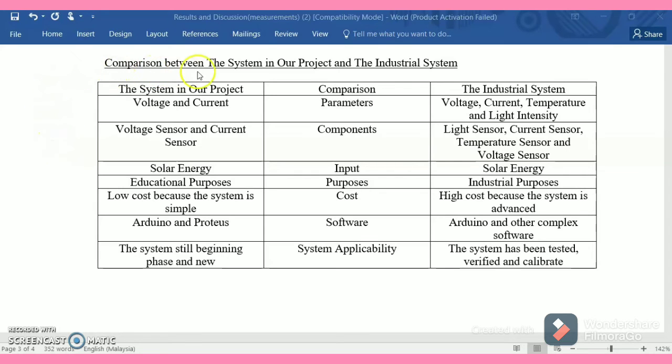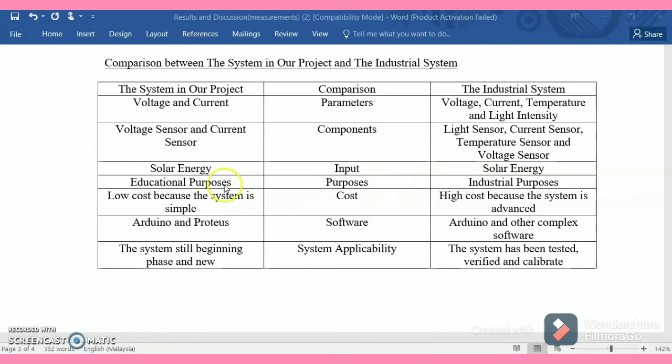So next, I want to present about the comparison between the system in our project and the industrial system. The first comparison is parameter. In our project, we only use voltage and current, while the industrial system uses voltage, current, temperature, and light intensity. Next is the component. We only use voltage sensor and current sensor, while the industrial system uses light sensor, current sensor, temperature sensor, and voltage sensor. The input for our project and the industrial system is the same, which is solar energy.